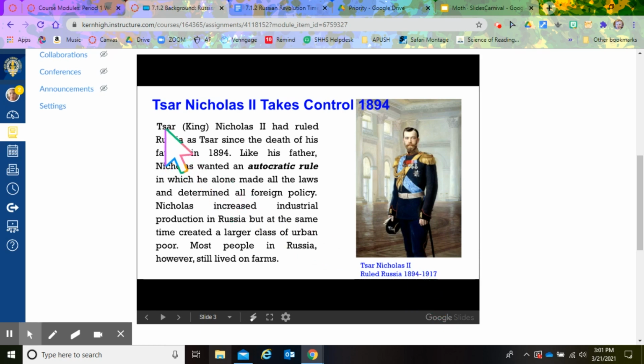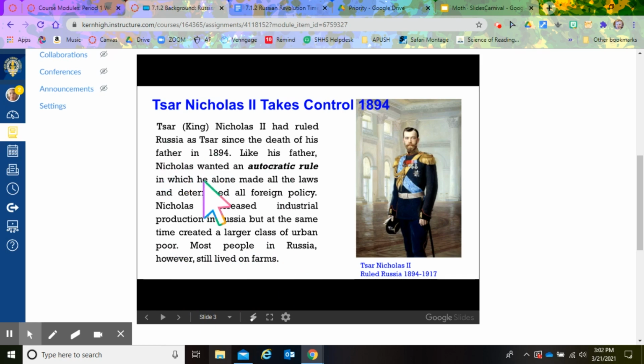All right, so Tsar, meaning King, Nicholas II had ruled Russia as Tsar since the death of his father in 1894. Like his father, Nicholas wanted an autocratic rule in which he alone made all the laws and determined all foreign policy. Nicholas increased industrial production in Russia, but at the same time created a larger class of urban poor. Most people in Russia, however, still lived on farms.